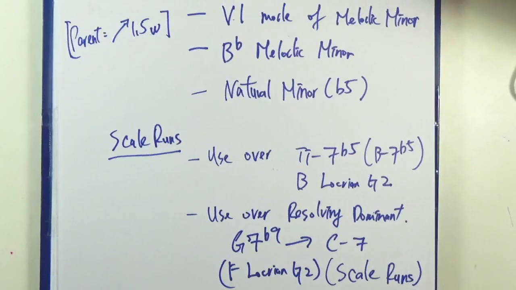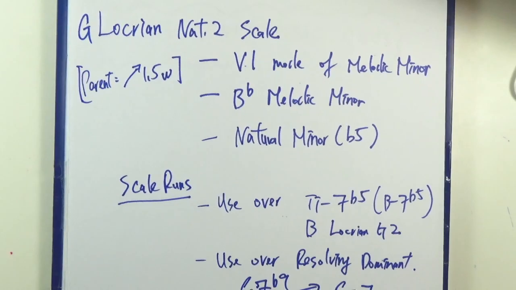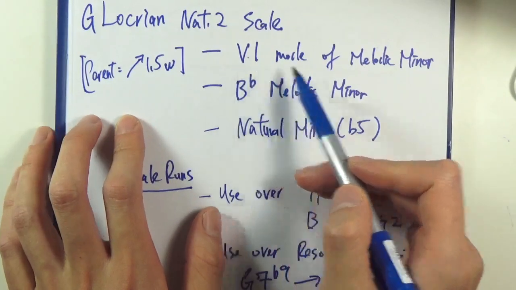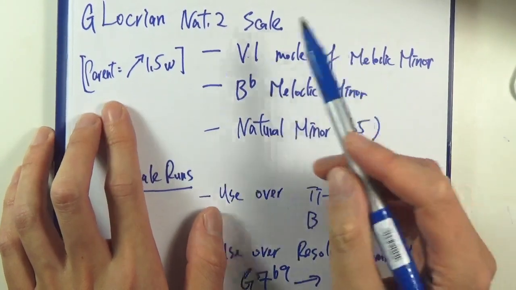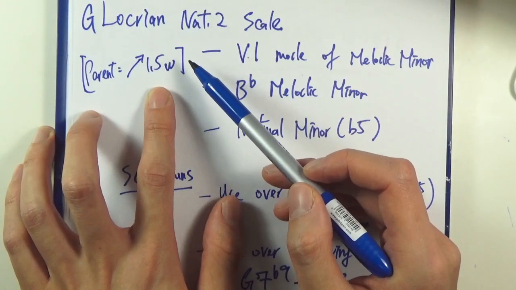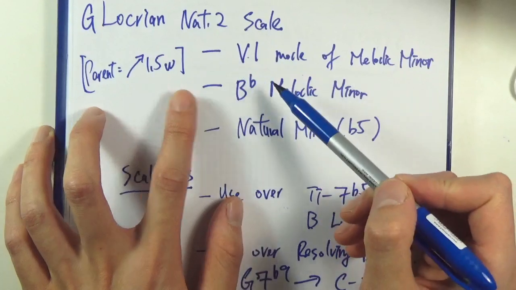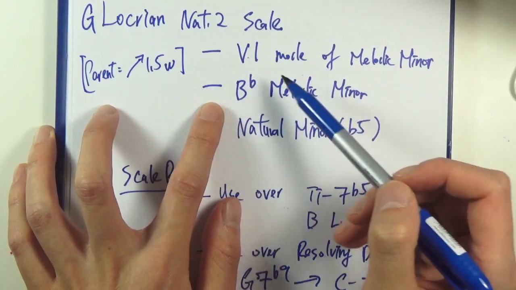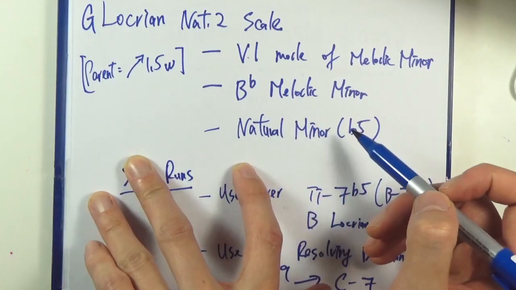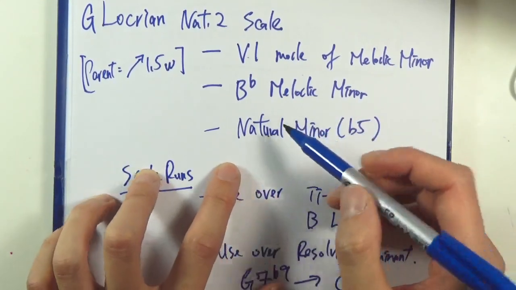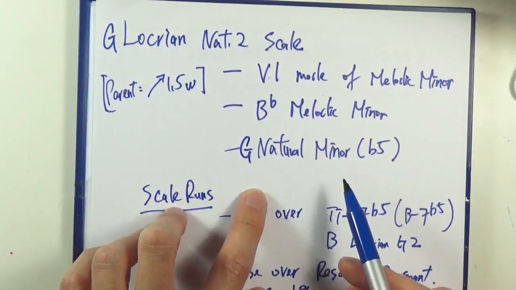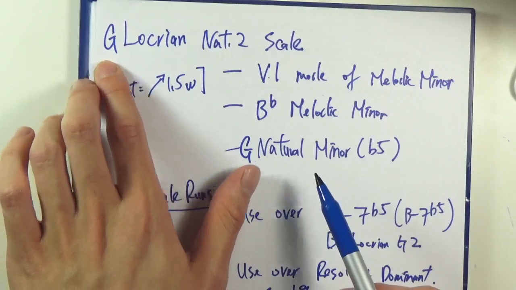All right. Finally, Locrian natural 2 scale. Okay, so it is the 6th mode of melodic minor. And to find a parent scale, you go up 1.5 steps. So 1.5 whole steps there, and that should give you B flat melodic minor, and it has a good alternate name, which is natural minor flat 5. They're exactly the same thing. So G natural minor flat 5 has the same exact notes as G Locrian natural 2.